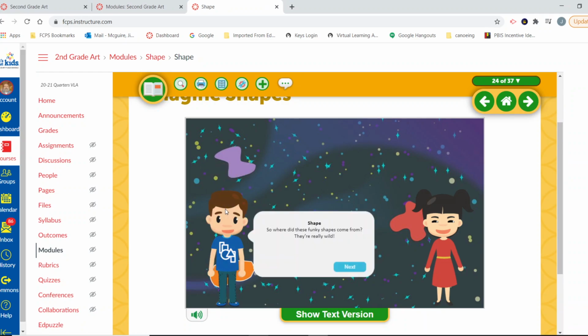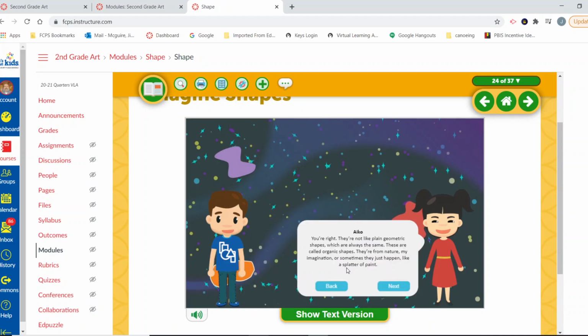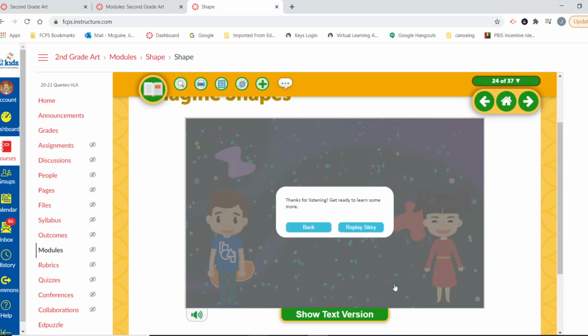We'll try. So, where did these funky shapes come from? They're really wild. You're right. They're not like plain geometric shapes, which are always the same. These are called organic shapes. They're from nature, my imagination, or sometimes they just happen like a splatter of paint.